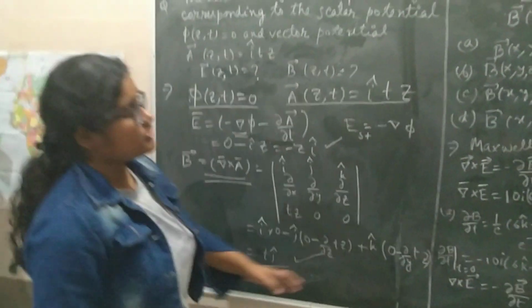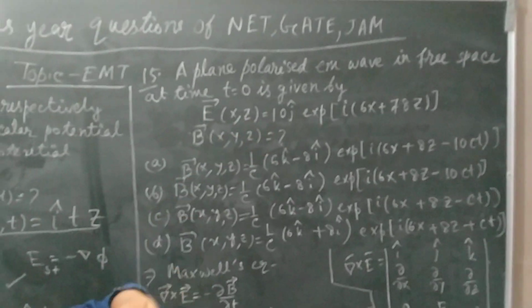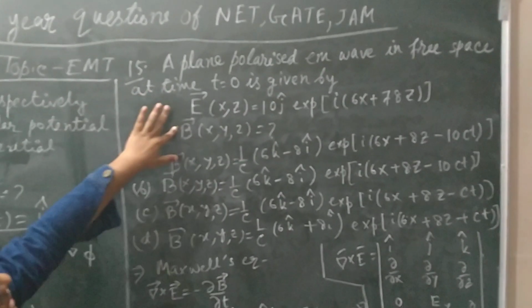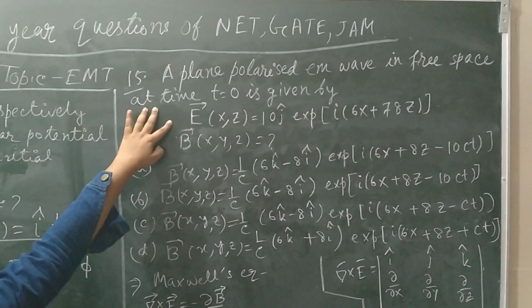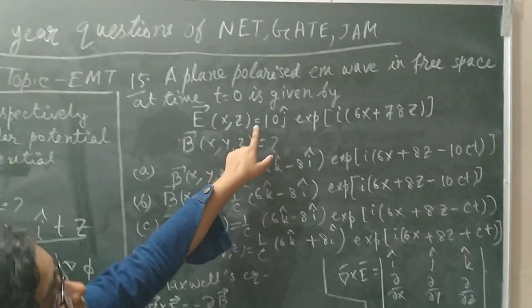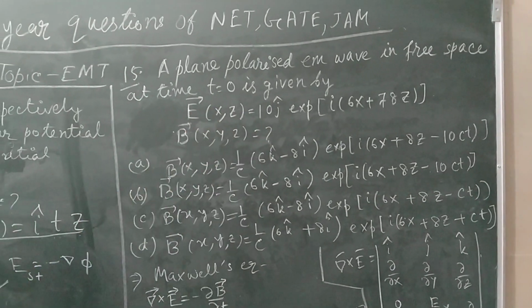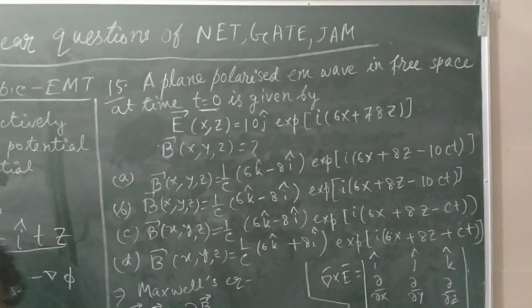Okay, let's proceed to the next question. A plane polarized electromagnetic wave in free space at time t equals 0 is given by the E vector E(z,t) equals... This is not a function of t because at time t equals 0.